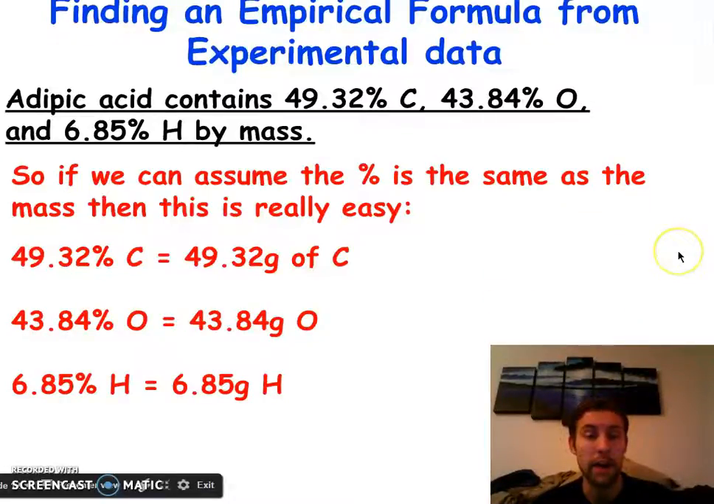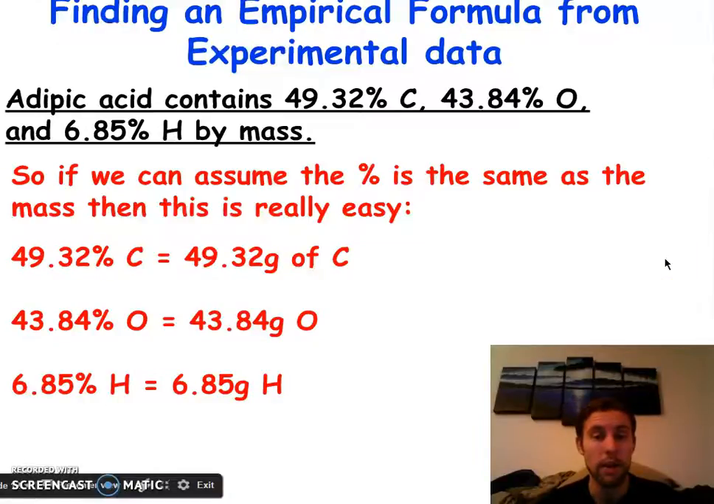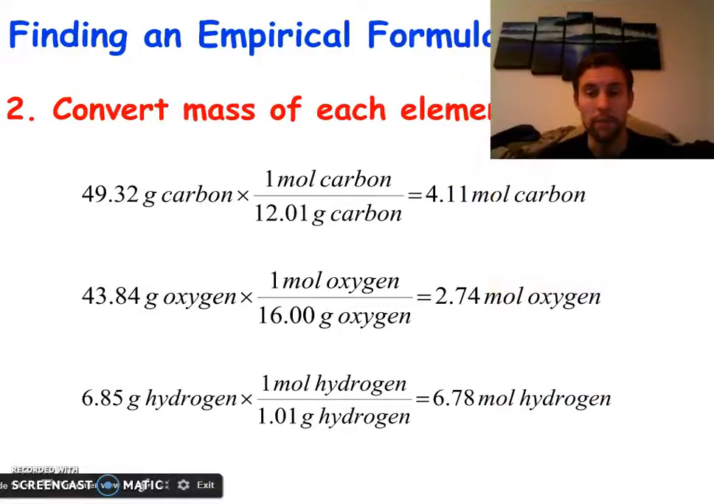Okay, so now we've got our grams: 49.32 grams of carbon, 43.84 of oxygen, and 6.85 grams of hydrogen. That was step 1. Now step 2 is turning them all from mass, grams, into moles. So we do that by canceling grams of carbon and going from grams of carbon into moles of carbon. Notice the grams of carbon cancels, and we have a number. We do that for all 3 of them using their molar masses off the periodic table. We get 3 answers: one for moles of carbon, one for moles of oxygen, and one for moles of hydrogen.